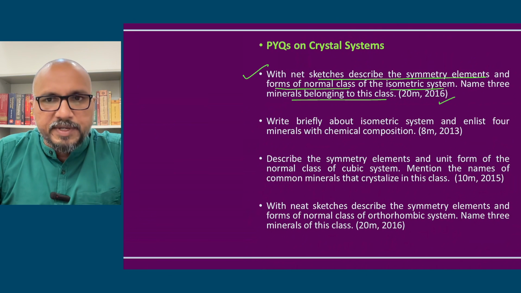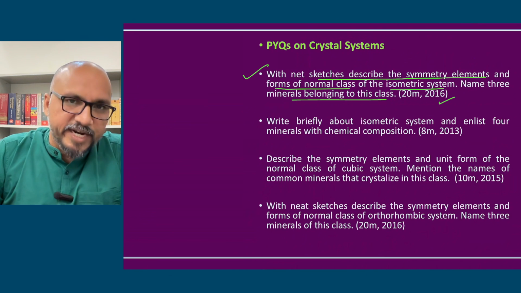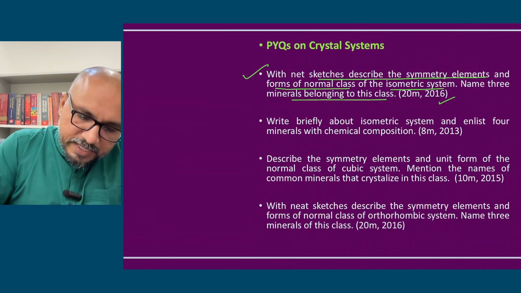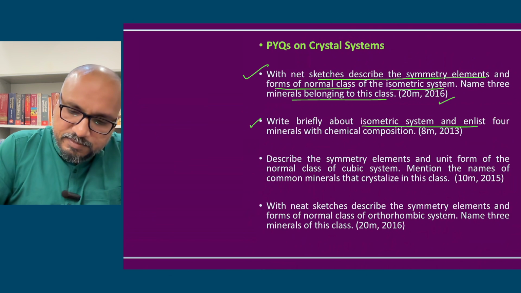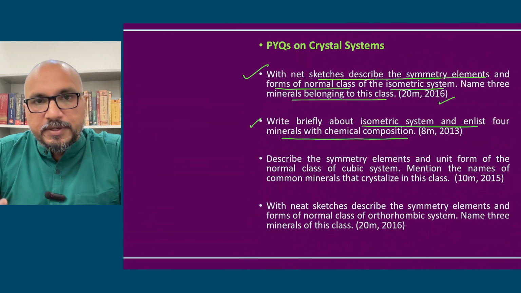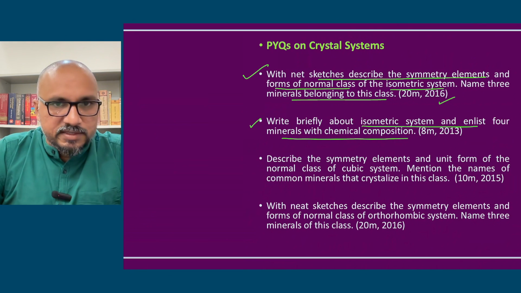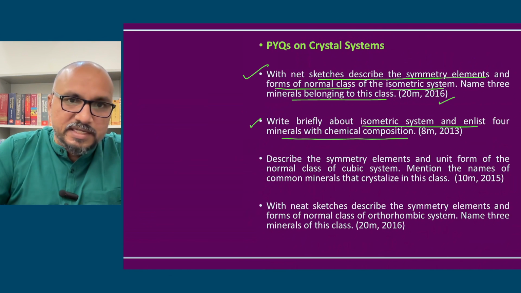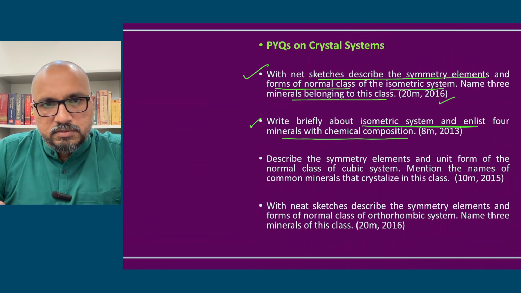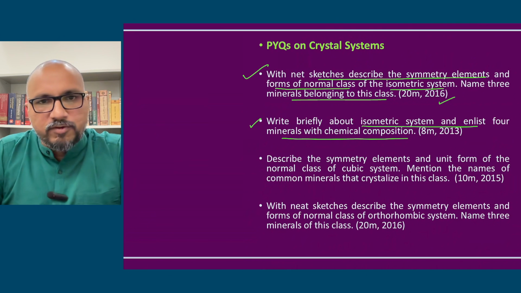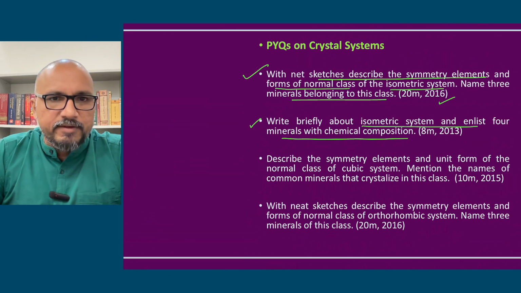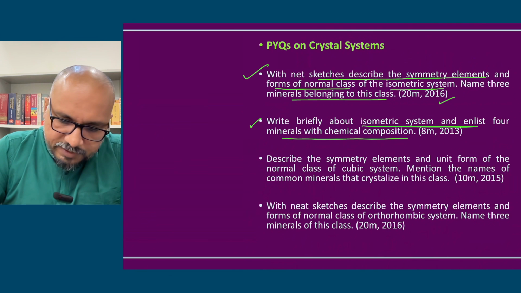The questions have appeared for 20 marks, for 15 marks, for 8 marks also. All right, so: write briefly about isometric system and enlist four minerals with chemical composition. Now when you are mentioning the names of minerals as examples, you have to also write the chemical formula, not just the name but also the chemical formula. At least you have to remember 4 to 5 minerals, that will be sufficient.